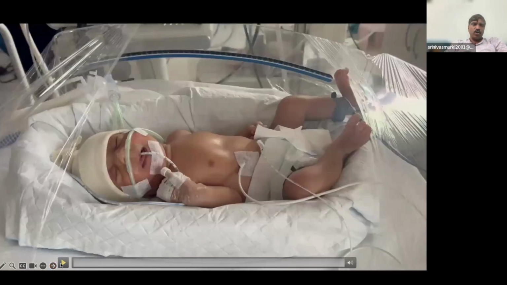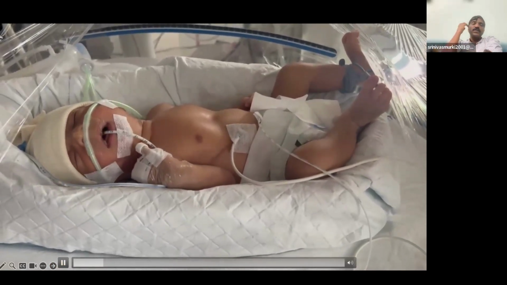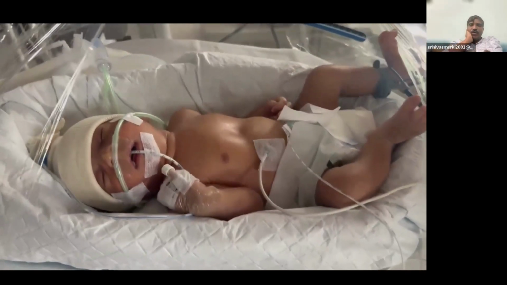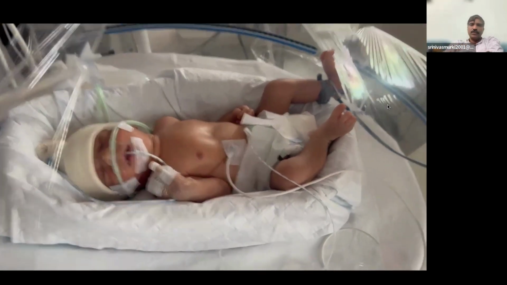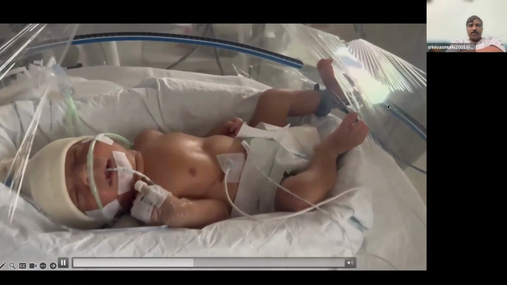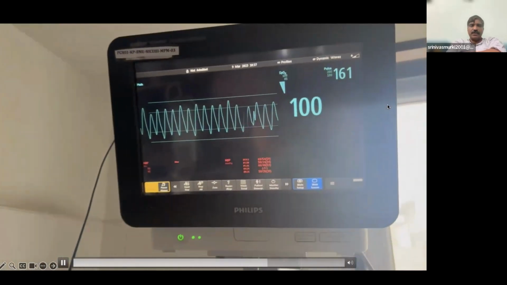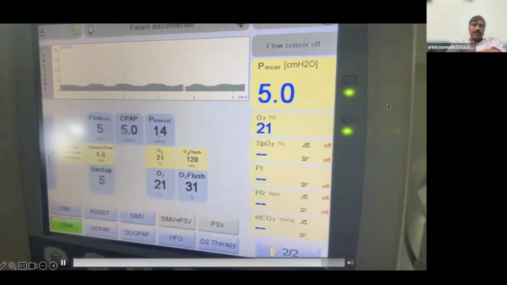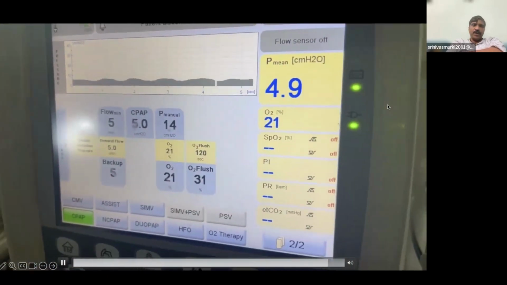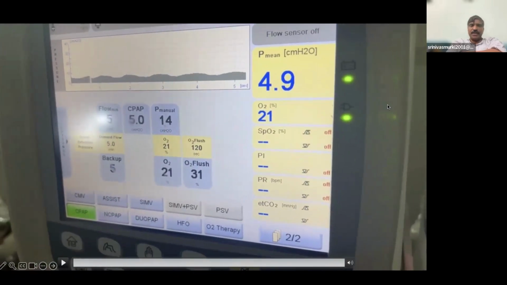So what should you do here? This baby is on CPAP. What else can you do? Is this baby okay, or do you need to do something else? So baby is on bubble CPAP. Saturation is 99, heart rate is all right, blood pressures are all right. This is on ventilator CPAP, flow of 5, FiO2 21%, and pressure is 5 centimeters. So what should we do?